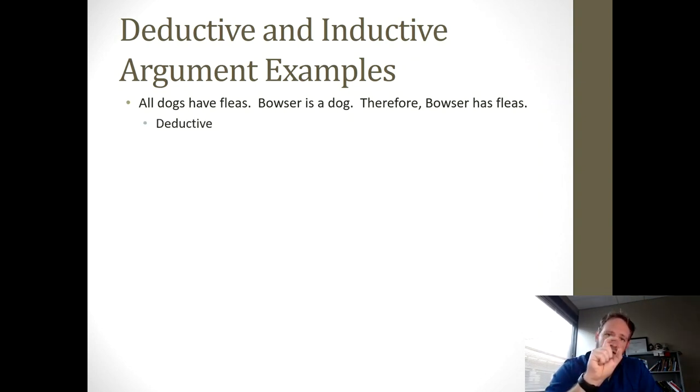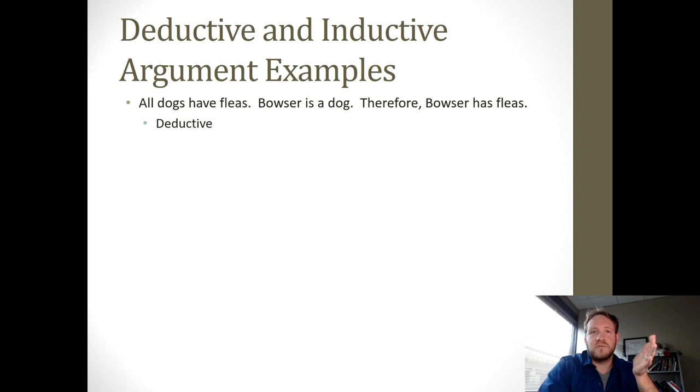Because it's giving you a guaranteed conclusion if the premises are true, right? So you ask, okay, assume that these premises are true. Would the conclusion also necessarily be true? And yes, it would be. If every single thing that's a dog has fleas, and Bowser is a dog, then Bowser would necessarily have fleas.